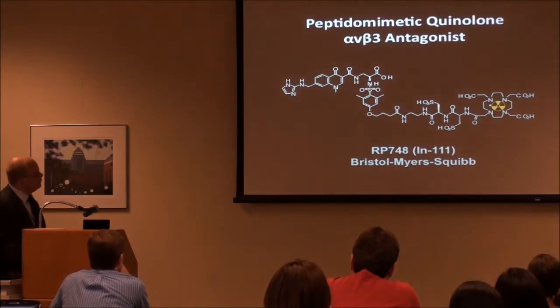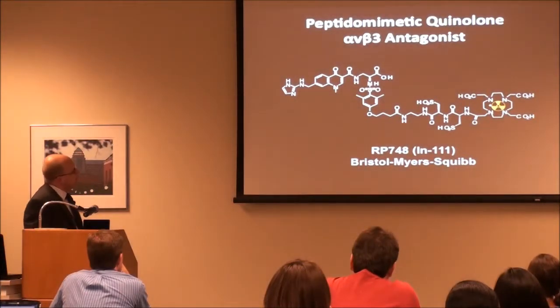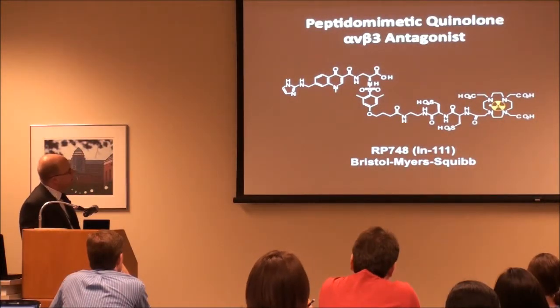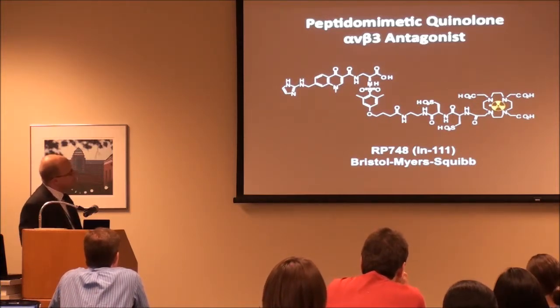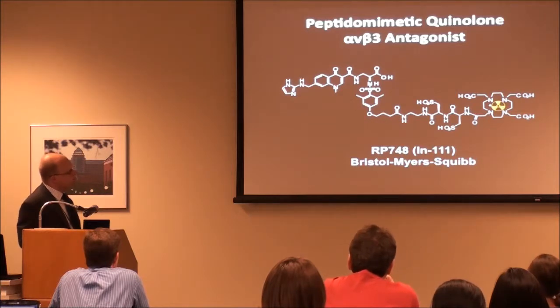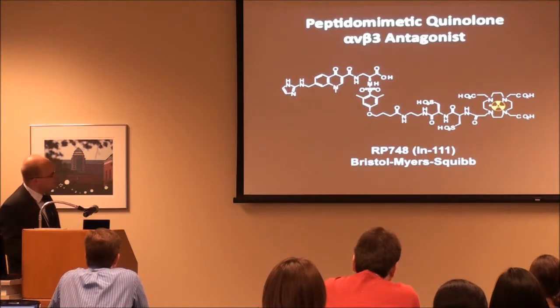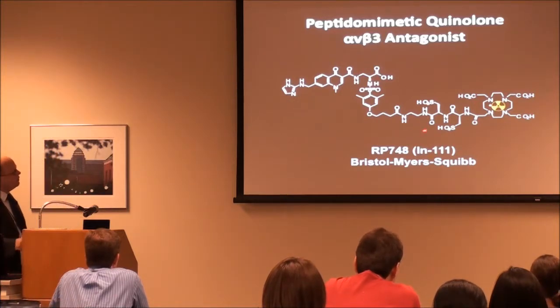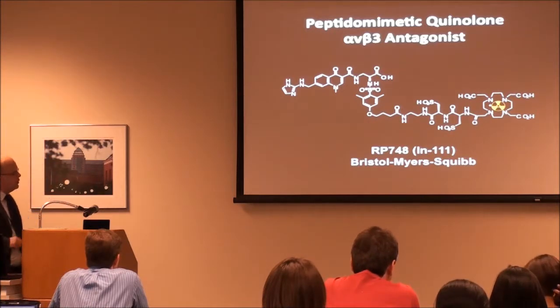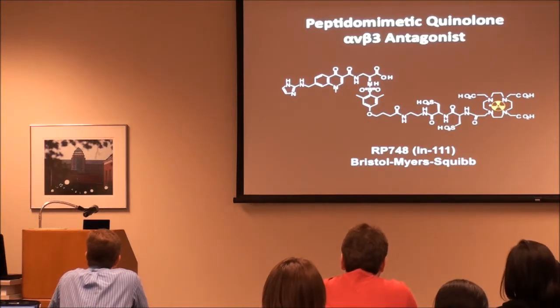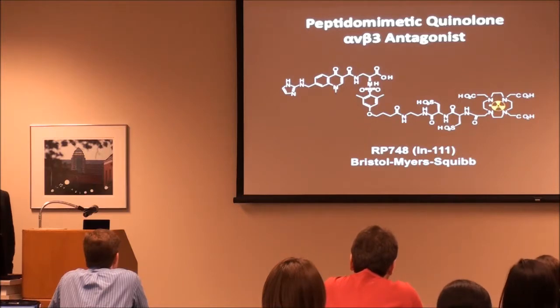So I'd like to give you some of the examples from my laboratory. We've been developing and validating a new peptidomimetic quinolone, which is an alpha V beta 3 antagonist. It binds to alpha V beta 3 integrins, which are activated in the angiogenic process. This is a pretty sophisticated structure with a linker and a complexing agent, which complexes indium-111, the radioactive isotope for SPECT imaging.